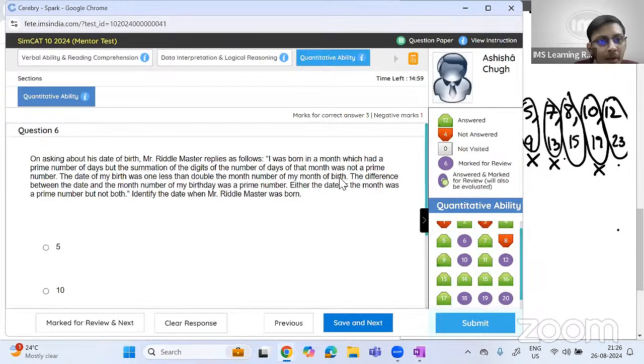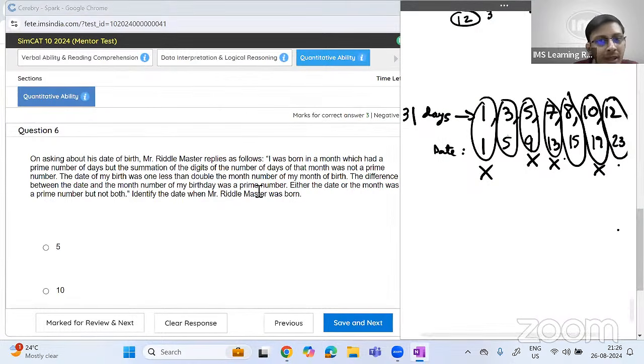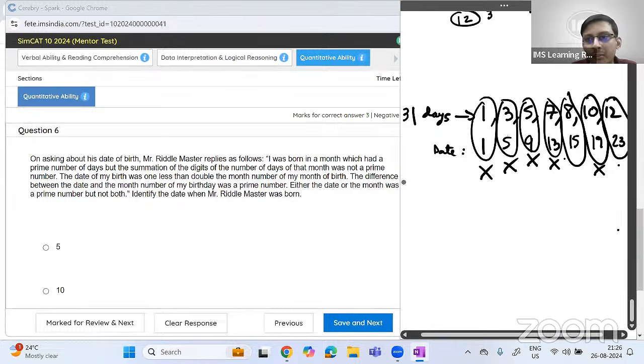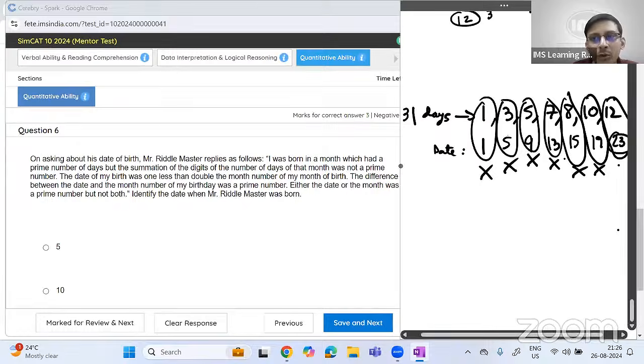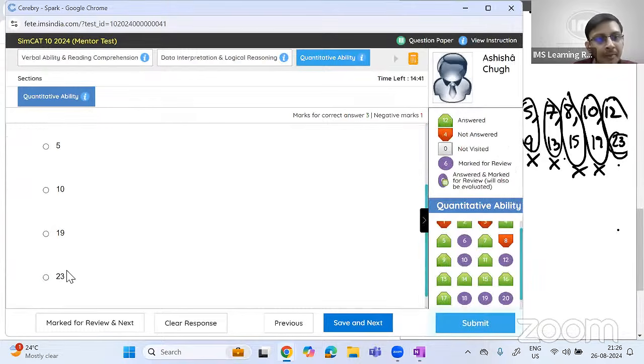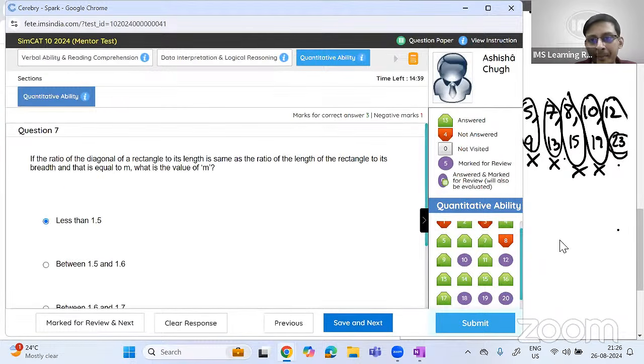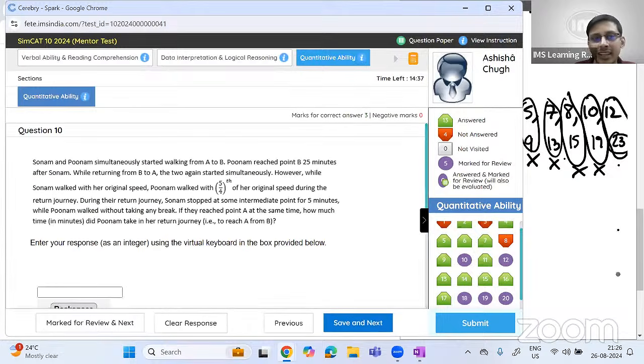Either the date or the month was a prime, but not both. Exactly one of them was prime. 3 and 5, both of them are prime, so not correct. 8 and 15, none of them are prime. 12 and 23, exactly 23 is prime, fine. So I think this is it. The date should be 23. Do we have that? Yeah. Pretty sure this is it. Now if you look at the next one.